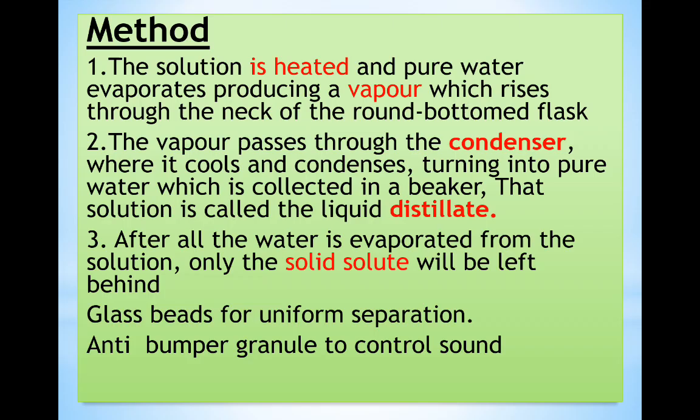The method is, firstly, the solution is heated and pure water evaporates, producing a vapor, which rises through the neck of the round bottom flask. The vapor passes through the condenser where it cools and condenses, turning into pure water, which is collected in a beaker. That liquid is called the distillate. After all the water is evaporated from the solution, only the solid solute is left behind. Glass beads are used for uniform boiling. Anti-bumping granules are used to control the bumping.